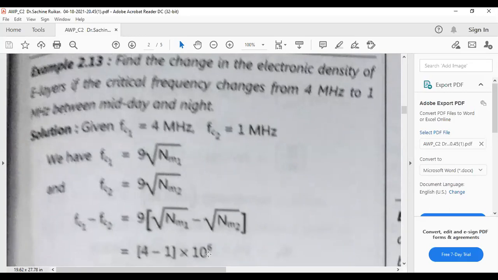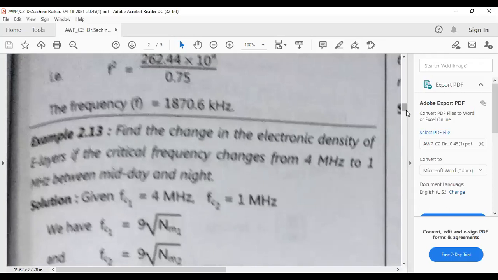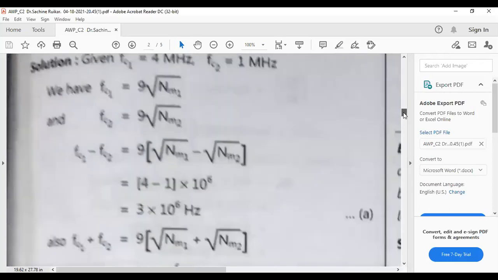One side will be the frequency and one side will be the density. So fc1 will be equal to 9 into root of nm1. Similarly, in the second case, fc2 is equal to 9 into root of nm2, where nm is the maximum electron density, nm1 and nm2. Likewise you can segregate. So one side will be fc1 minus fc2 is equal to 9 into root of nm1 minus nm2. Likewise you can do it yourself. Finally you will get fc1 minus fc2 as 4 minus 1, which you can get easily, and one side you can keep as nm.